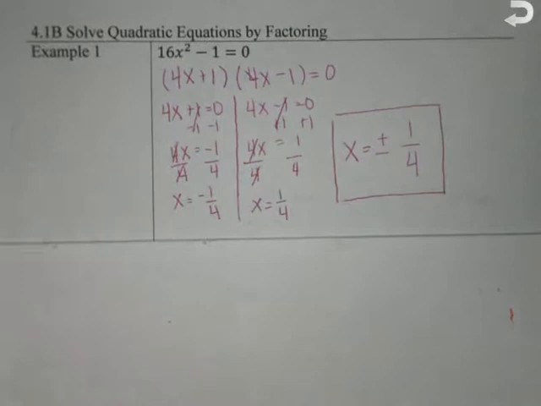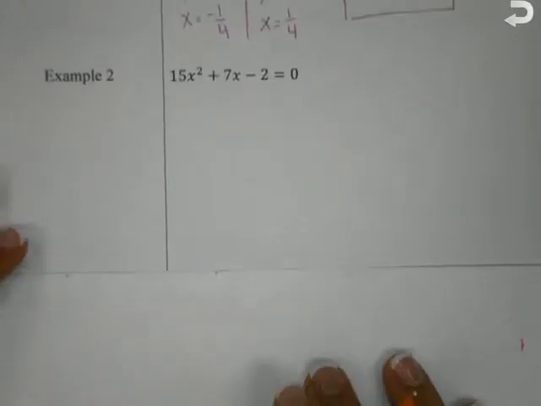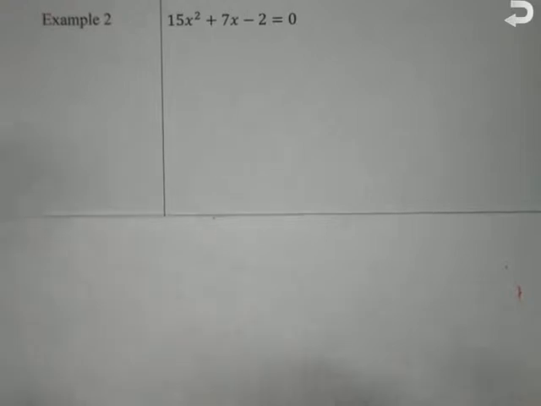Okay. Example 2. 15x squared plus 7x minus 2 equals 0. What's the first thing you think of when you see this? Bottoms up. But we need to look for a what first? GCF. Do you see one? No. So let's go ahead and do bottoms up.